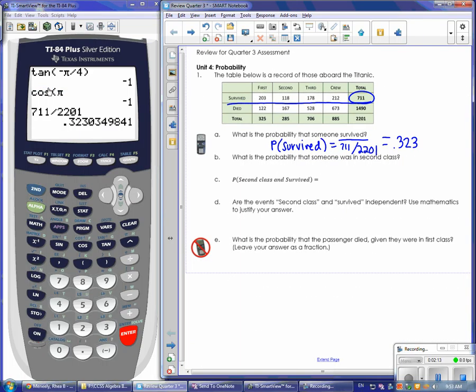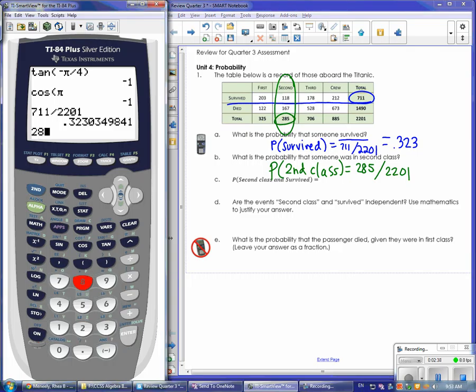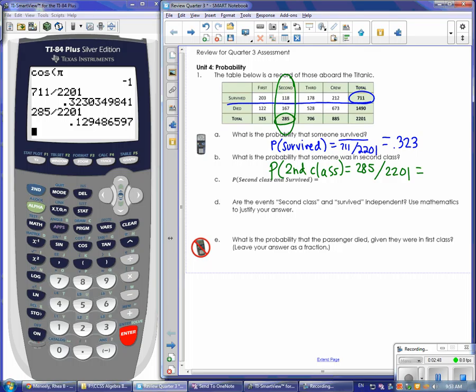Okay. And then in letter B, it says, what's the probability that someone was in second class? So this time I'm only looking at the individuals that were in second class, and I can see that there was a total of 285. So if I'm looking for the probability of second class, there were a total of 285, again, out of that same total of 2201. So if I take 285 and divide that by 2201, I have 0.129. So about 12.9% of the passengers were in second class.